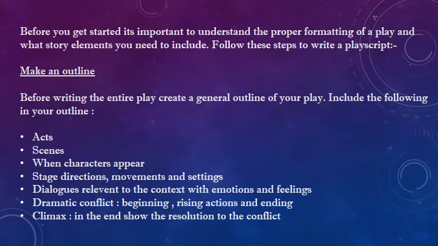Before you get started, it's important to understand the proper formatting of a play and what story elements you need to include. Follow these steps to write a play script. Make an outline. So, before starting, you should understand the question and make an outline. Okay. Before writing the entire play, create a general outline of your play. Include the following in your outline. What are those? Acts, scenes, when characters appear, stage directions, movements, and settings.